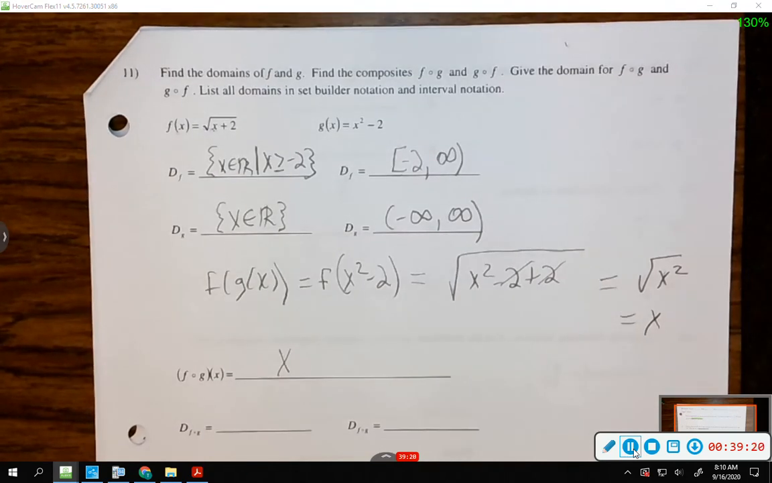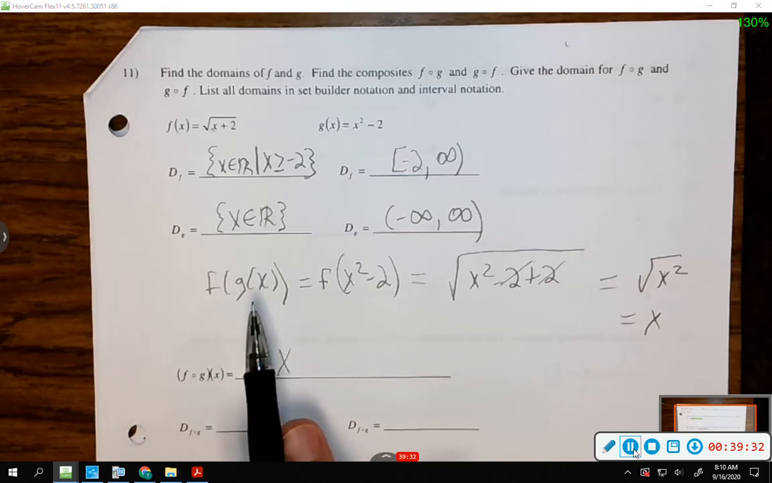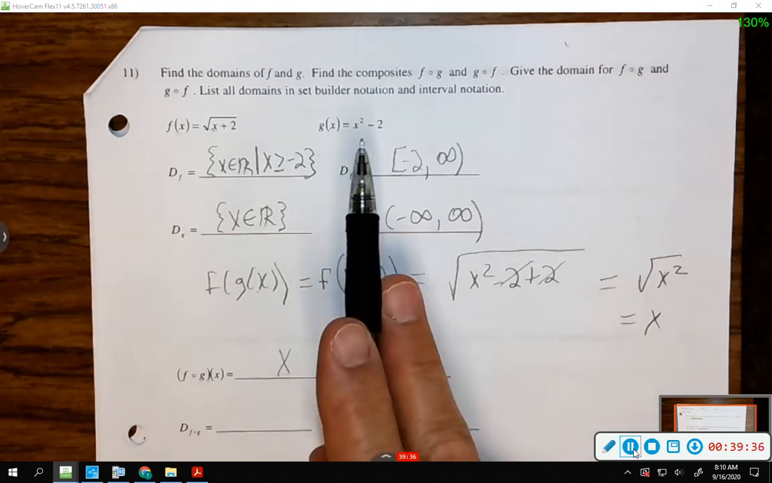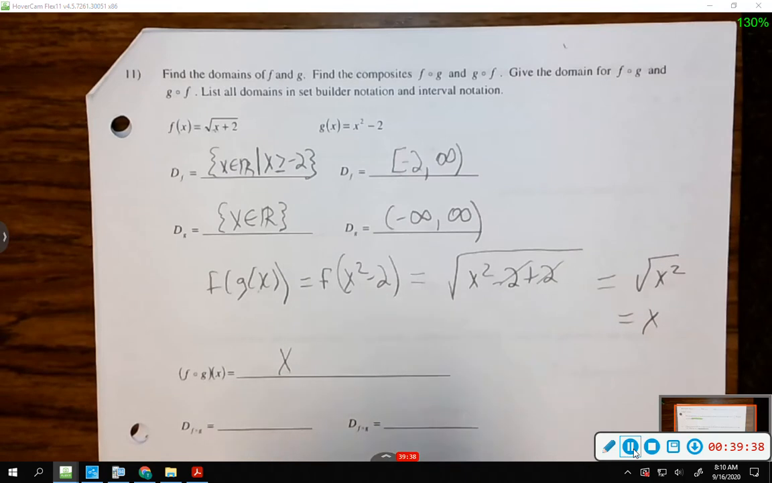The domain of this composite looks like it's all real numbers. But be careful on composites. You always have to check the domain of the interior function to see if it's more restrictive. The domain of g of x was all real numbers, so we're good. The domain of f of g is all real numbers. There it is in set builder. Here it is in interval.